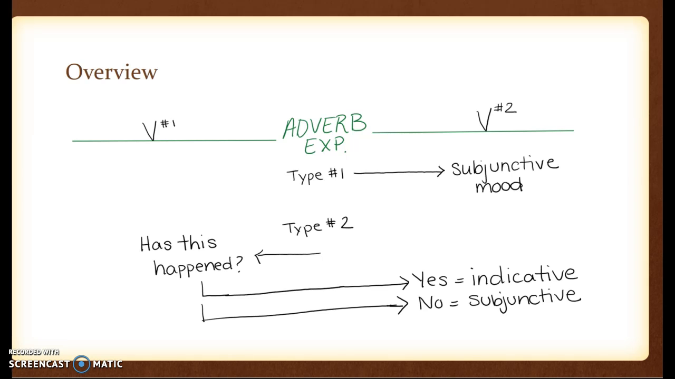However, if your adverbial expression is a type 2, you have to look to the first part of the sentence, that first verb. Does it indicate that it has happened, it's currently happening, or will happen? If the event is currently happening, then we have to use the indicative. If the event has not yet happened, we have to use the subjunctive. And again, that's only with type 2.